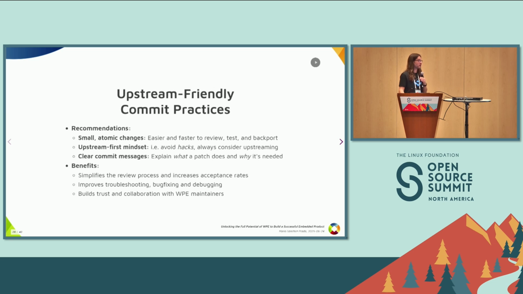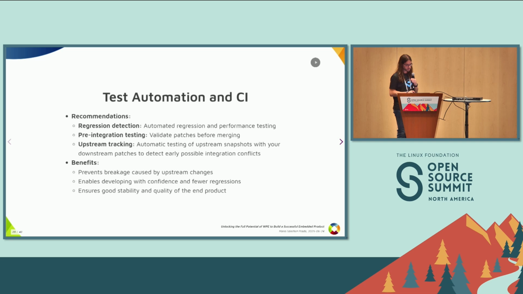And when you write a patch, also pay attention to the commit messages. Try to describe not just what the patch is doing, but also why it's doing it. What is this patch coming from? If you do this, again, the benefits are multiple, but in general, you will see that your review process is going to be simpler. You will get a higher acceptance rate. Your troubleshooting will be easier, as will bug fixing and debugging in the future. And in general, you will build more trust with the community.